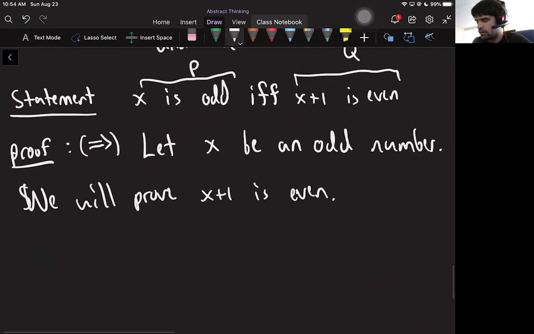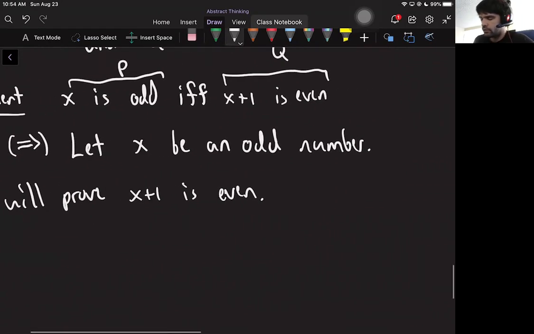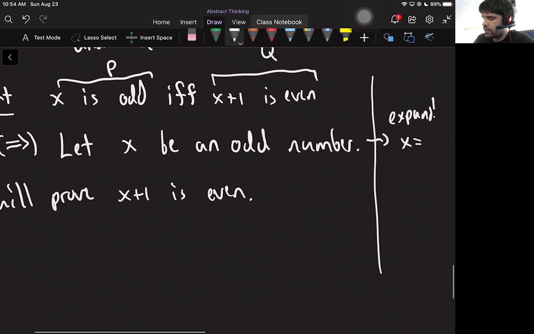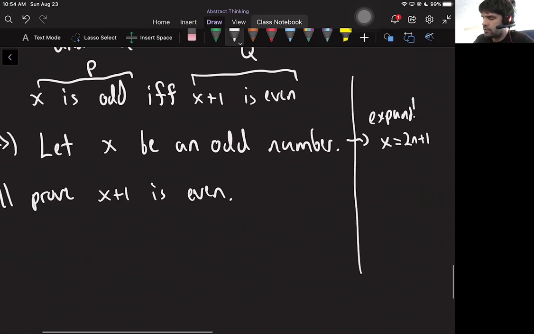Okay, so how will we do that? So remember how proofs always work, for now at least. You're just really expanding upon things. So what does it mean for X to be an odd number? Well, it secretly means that it looks like 2n plus 1, where n is an integer.